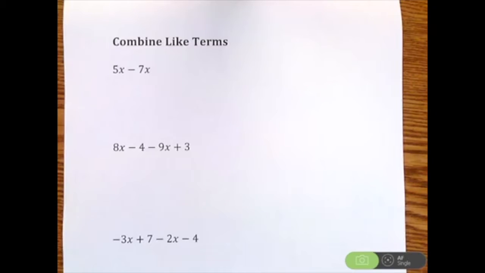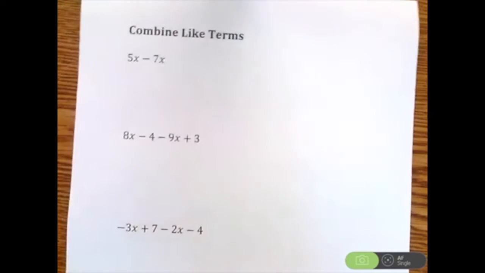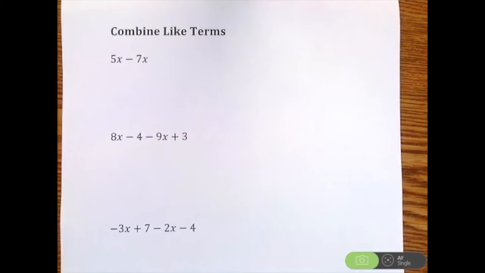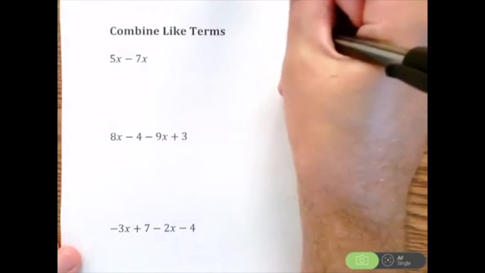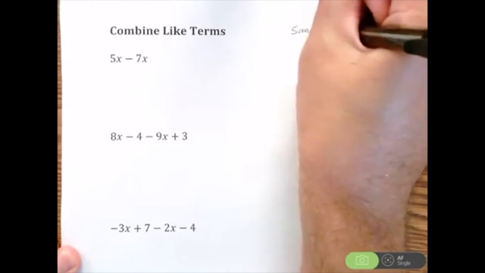Guys, let's talk about combining like terms. If you're going to combine like terms, what that means is when we have a long math expression like these, we want to try and make it as simplified as possible, as condensed as possible. When we're combining like terms, you can only combine terms that have the same variable.